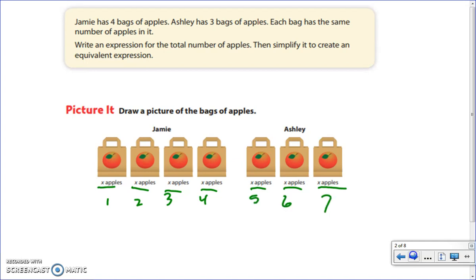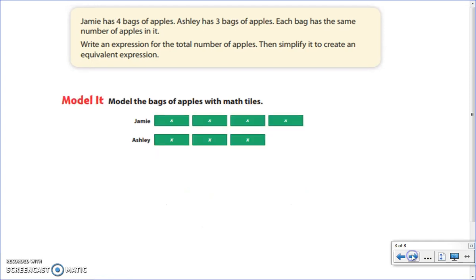And if we have 7 x's, instead of counting 1, 2, 3, 4, 5, 6, 7, we could really just take 7 times x. If there were 2 apples in each bag, 2, 4, 6, 8, 10, 12, 14, we could just instead do 7 times 2, which would also be 14. I want you to just think about that. And that's why we can say x plus x plus x plus x plus x plus x plus x really is the same as 7 times x, or 7 x's.